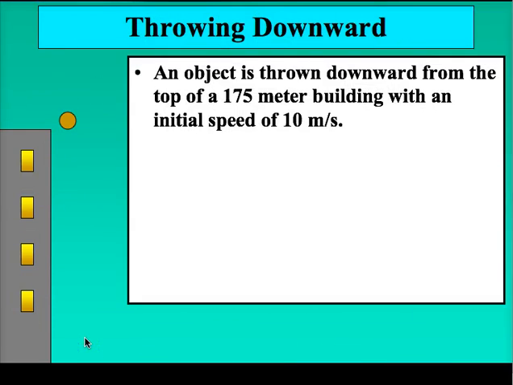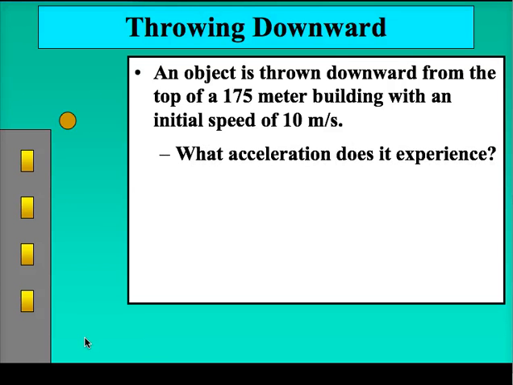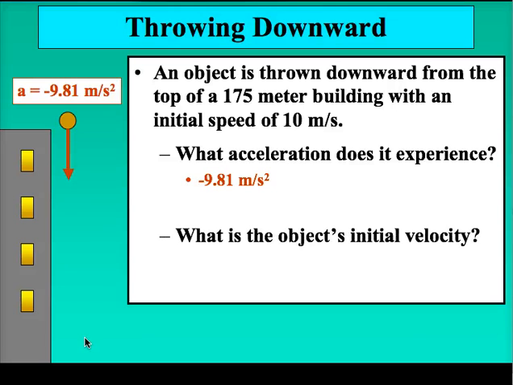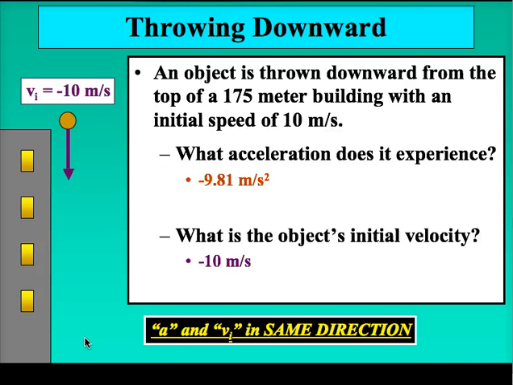So if we throw an object downward, let's say we gave it an initial speed of 10 meters per second, and we were going to throw it from the top of a 175-meter tall building. What acceleration does it experience? Well, it experiences the same acceleration. Once it leaves our hand, only gravity can accelerate it towards the Earth. And what's its initial velocity? Negative 10 meters per second. So let's calculate with this number and see what happens.